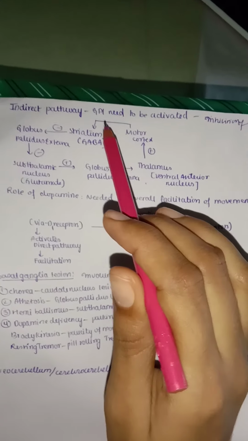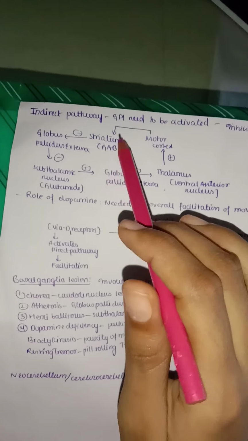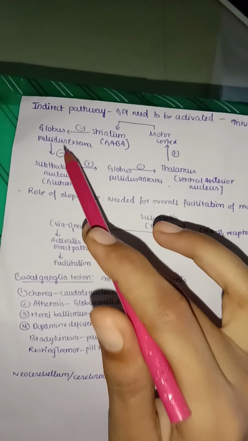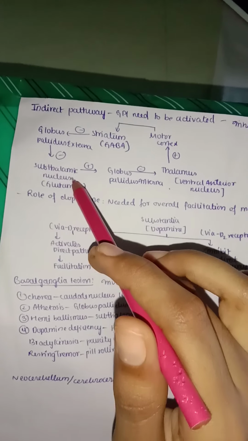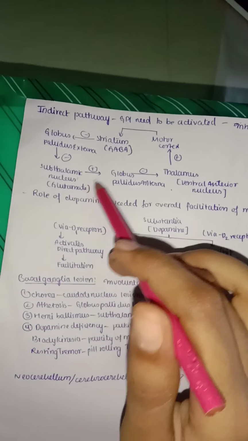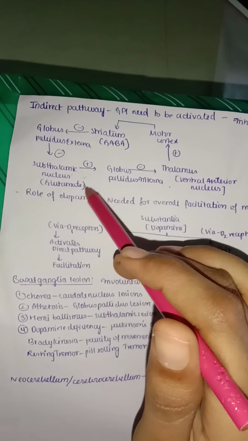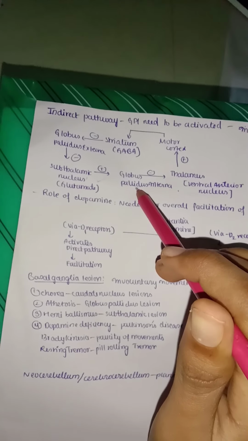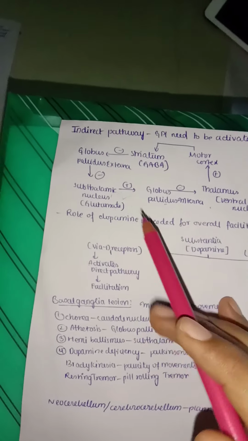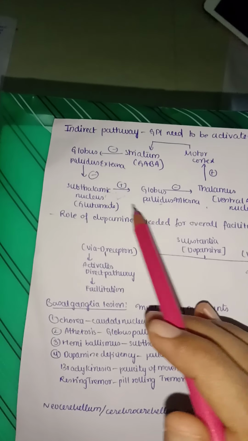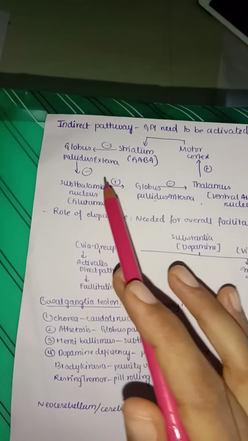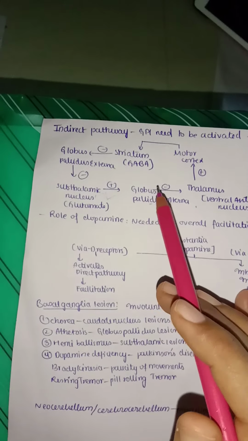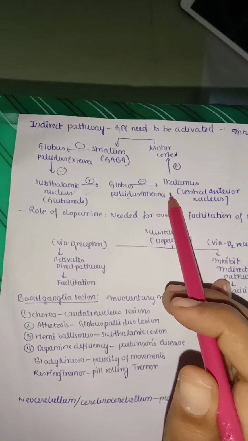The same process: the striatum will be releasing GABA, so it will inhibit the globus pallidus externa, and this globus pallidus externa will inhibit the subthalamic nucleus. The subthalamic nucleus is actually positive, stimulating the globus pallidus interna. So if we block the subthalamic nucleus by globus pallidus externa, then the globus pallidus interna will be inhibited, and of course the thalamus also will be inhibited.